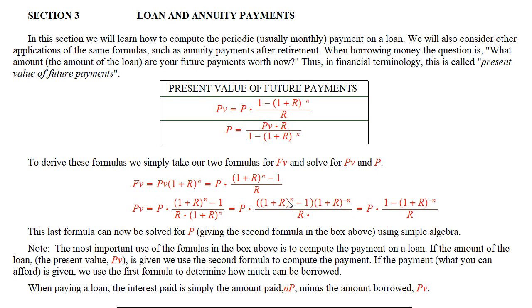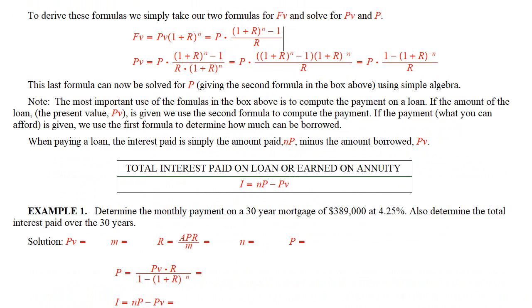So when you multiply the (1 plus r) to the negative n times the (1 plus r) to the n, they're the same base, so you add exponents, and that gives you the 0 power, which is this 1. And then (1 plus r) to the negative n times that negative 1 is negative (1 plus r) to the n. And then you've just got your r down on the bottom here and P out in front. So that's the algebra that's going on there. And then if you solve this for P, again, multiply both sides by the reciprocal of this quantity, that's this formula.